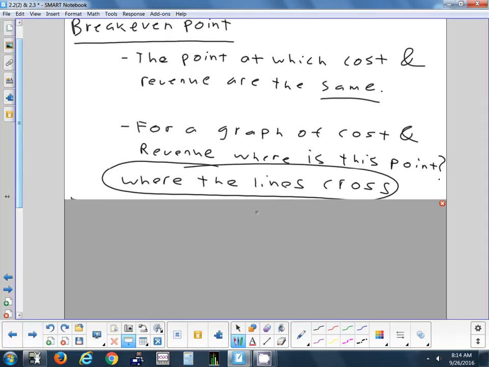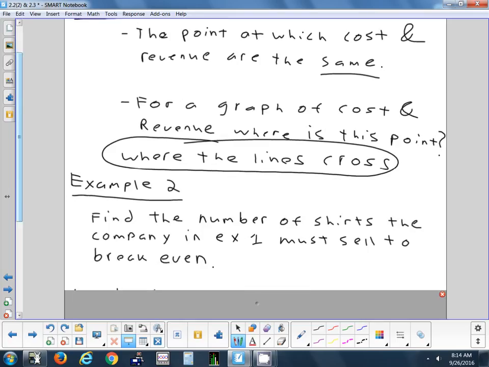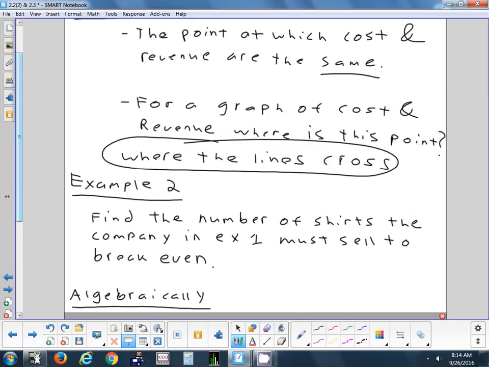It's not the only way we have to look at this. You can definitely do a cost revenue problem algebraically. And we'll try it that way too. Okay, but graphically is one way you can do it. Okay, so the second example says find the number of shirts that the company has to sell in order to break even.